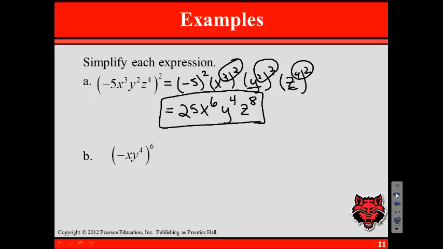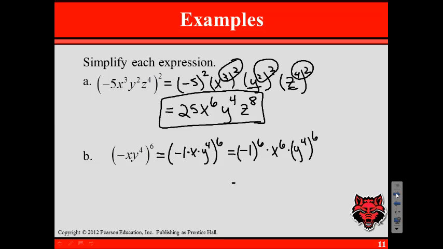Example, -xy to the 4th, all raised to the 6th power. First, I'm going to rewrite it like this. Remember, a negative coefficient is the same thing as -1. So -1 times x times y to the 4th, all raised to the 6th power. And now we can rewrite this expression where each factor is raised to the 6th power. We have -1 to the 6th power times x to the 6th power times y to the 4th raised to the 6th power.